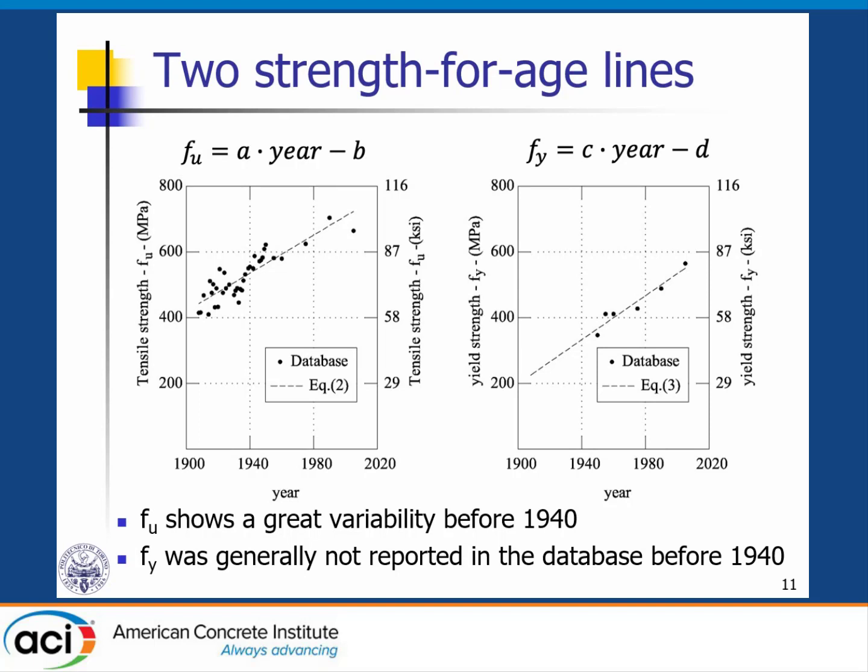From the database, we obtain all these dots here. And as you can see, all these dots can be approximated by a linear relationship, which is the strength for each curve. Before 1940, there is a large dispersion of the ultimate strength. Regarding the yield strength, the linear approximation is better. But of course, there is one problem. Before 1940, we cannot find the value of yield strength in our certificate because it was not measured at that time. Anyway, we can propose these two strength-for-age lines, and we can check if these two lines work or not, according to the tests that we performed in some bridges.